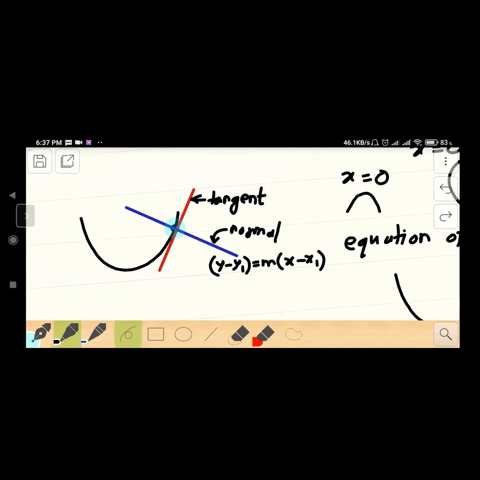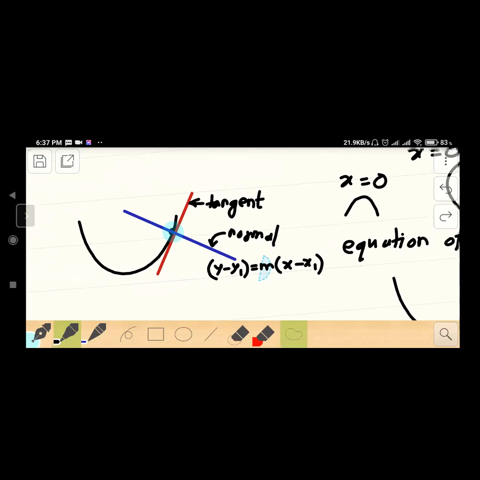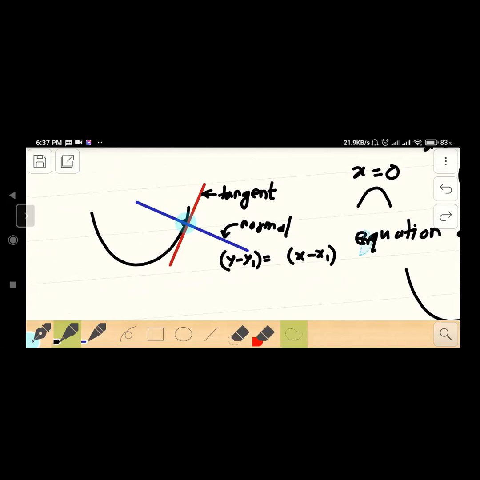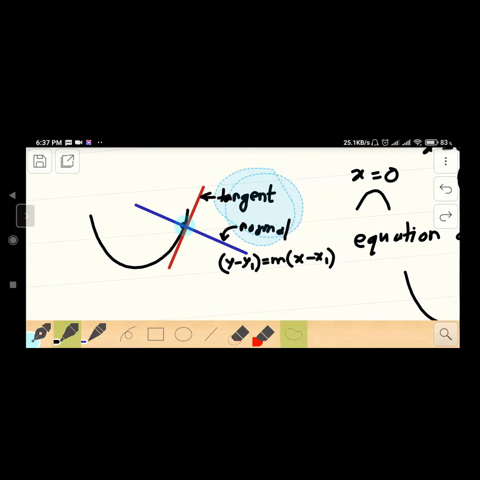But what about the gradient of the normal? How do we find this gradient? Are we going to dance around it? Of course not. We have to find the gradient. The gradient of normal can be easily found from the gradient of the tangent. From the tangent gradient you can find the gradient of the normal.